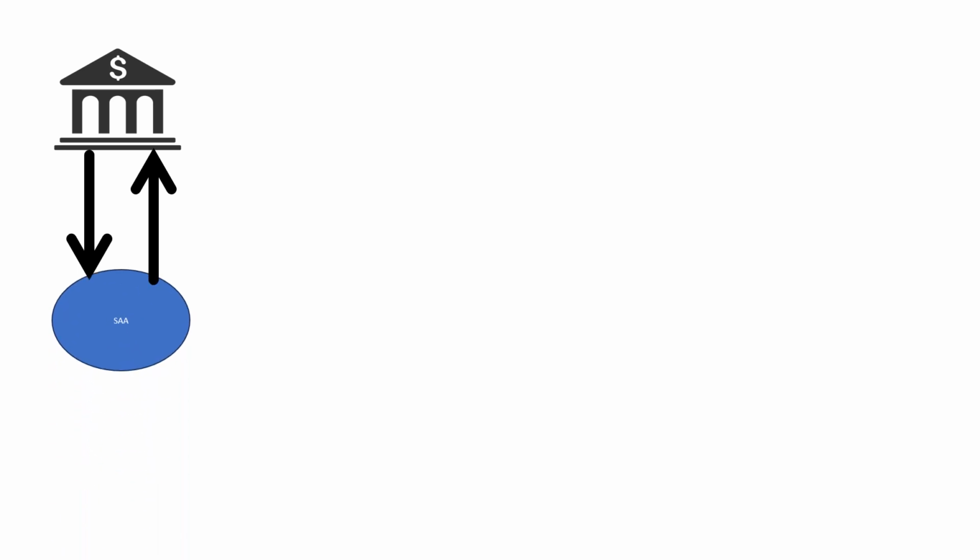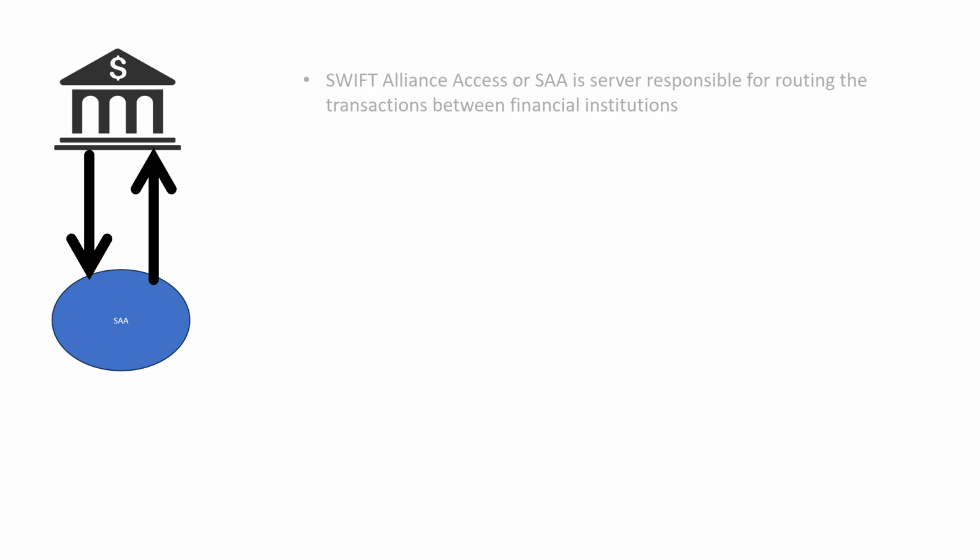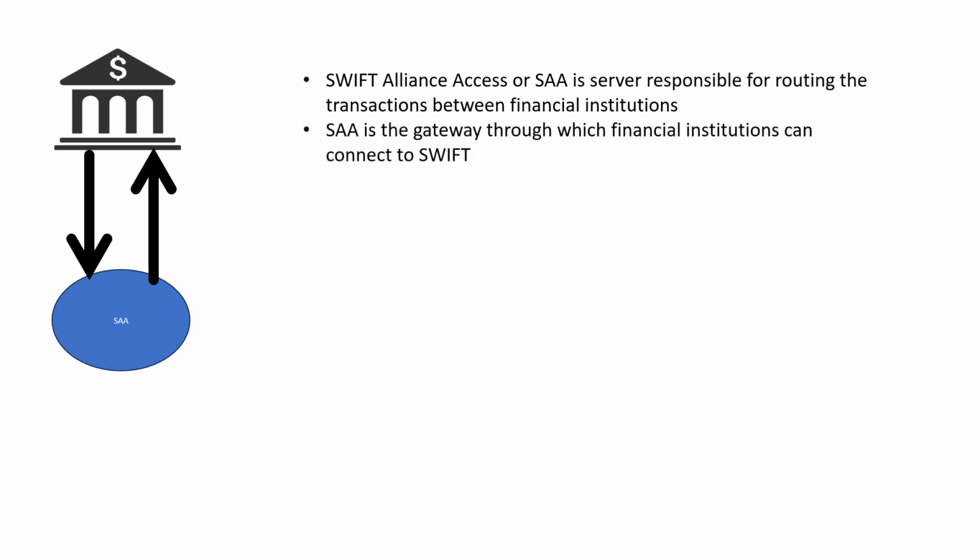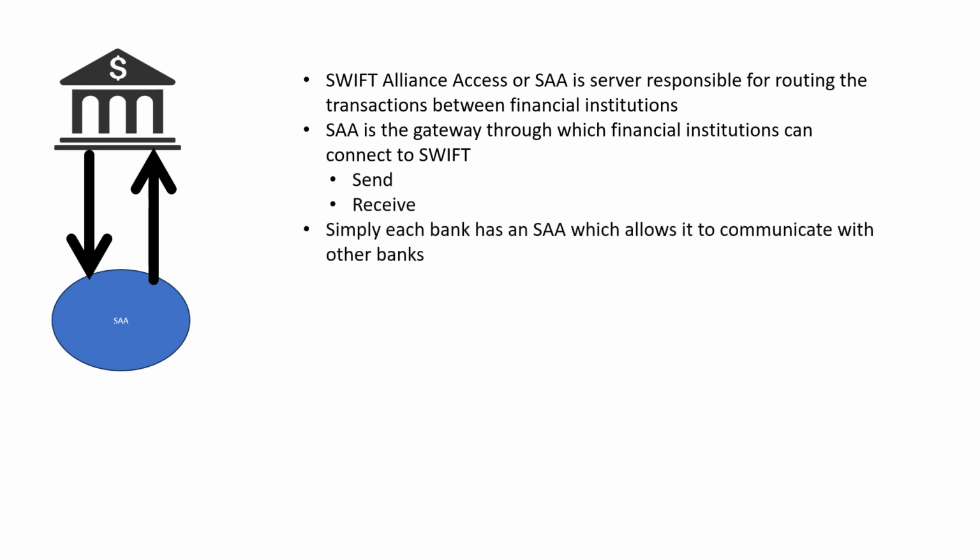Let's start by this simple diagram of a bank. Each bank has something called the SAA, or the Swift Alliance Access. This is the server responsible for routing the transactions between the financial institutions. It acts as the gateway through which financial institutions can connect to Swift in order to do two things: send and receive messages. Simply, each bank has an SAA which allows it to communicate with the other banks using the Swift network. But how can the Swift net identify the sender and the receiver?